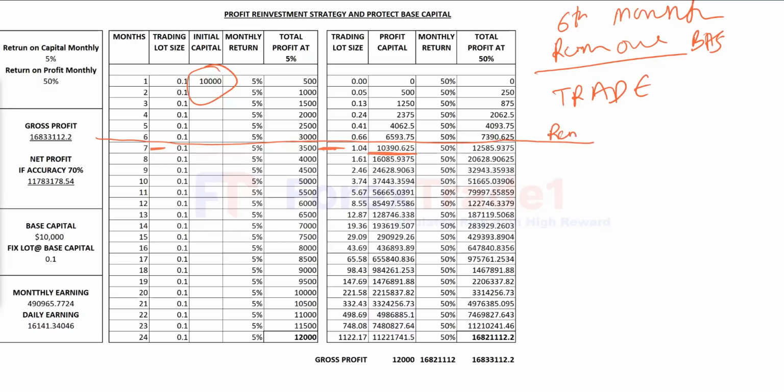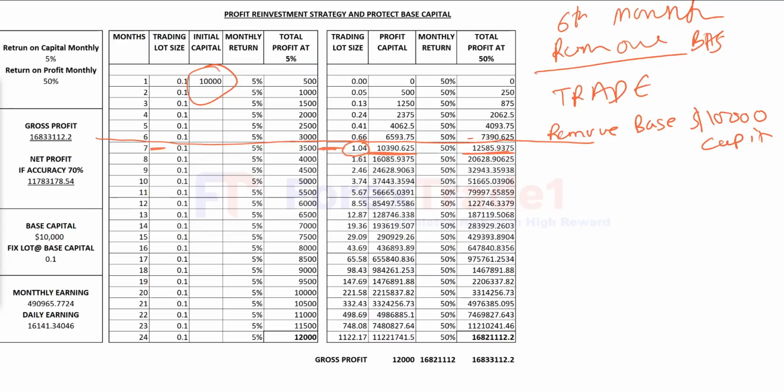Remove the base $10,000 capital. Now you can enjoy the trading with your profit. You have already started with a 1.04 lot and you are getting 50%. So around $5,000 profit plus the previous month profit adds up to around $12,000 profit at the end of the 7th month.